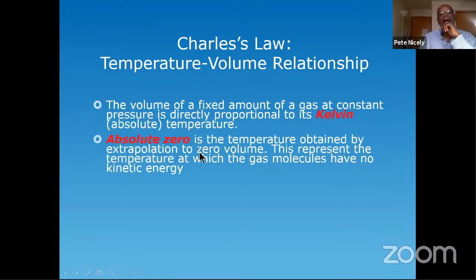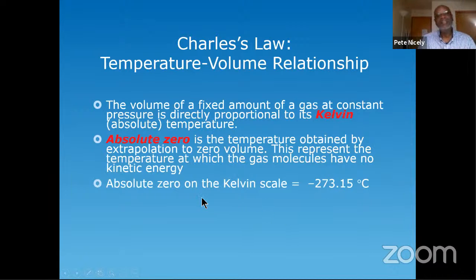All right. And this brings us to the concept of absolute zero, which is the temperature obtained by the extrapolation of the plot given by Charles' law to zero volume. And this represents a temperature at which the gas molecules have no kinetic energy whatsoever, all right? Now, absolute zero on the Kelvin scale is equal to minus 273.15 degrees Celsius.